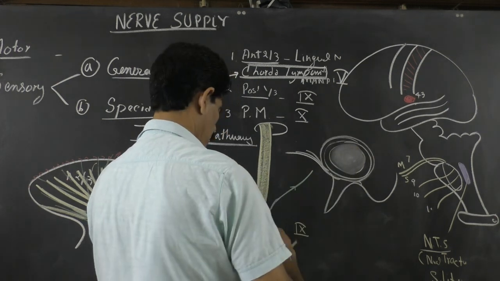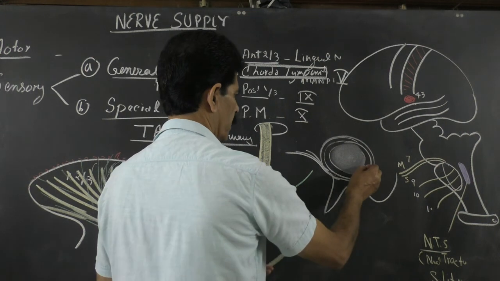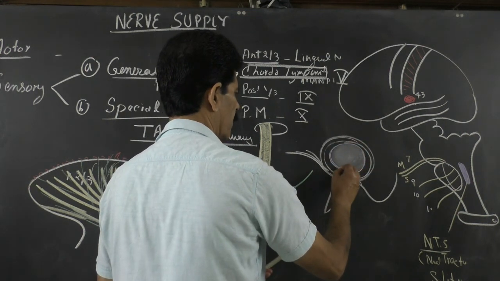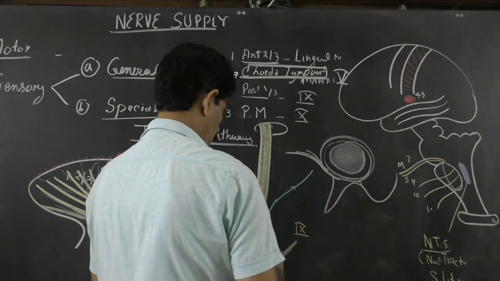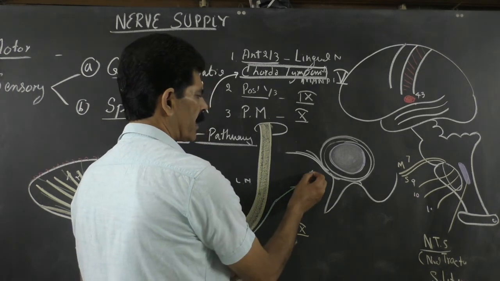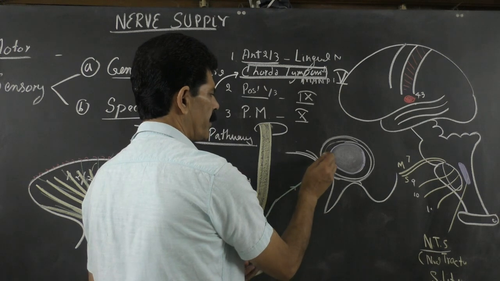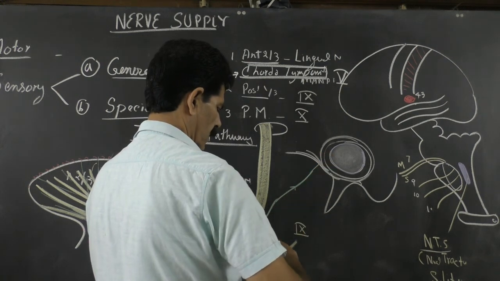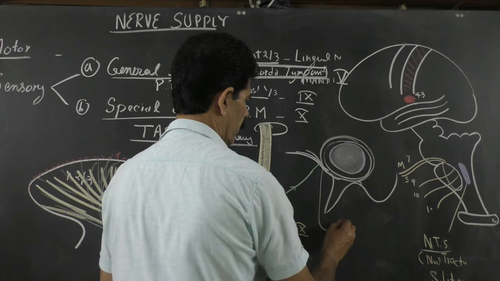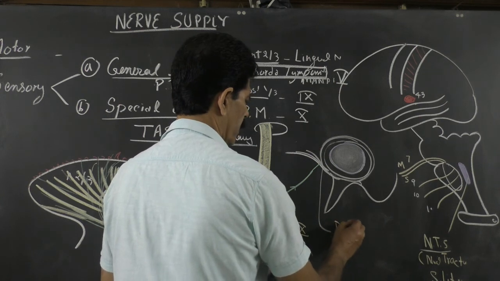called the tympanic membrane. So these taste fibers from the anterior two-thirds of the tongue enter the skull through a fissure which is present between the petrous and tympanic parts. This is called the tympanic fissure.